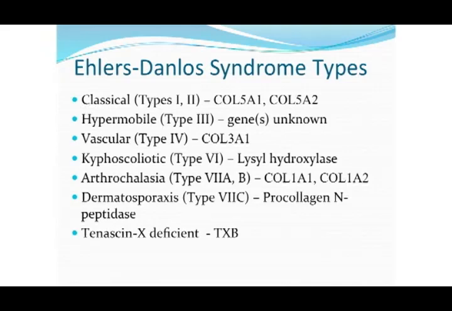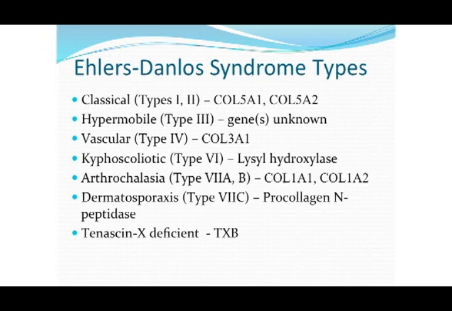Now, there are multiple different types of Ehlers-Danlos syndrome. The most common ones are the first 3 that are listed on this slide. The classical, which in the old nomenclature were types 1 and 2, and classical Ehlers-Danlos syndrome is caused by type 5 collagen mutations. The hypermobile type, or in the old nomenclature type 3, the gene is still unknown. And then the vascular type, which used to be called type 4, is caused by mutations in type 3 collagen.